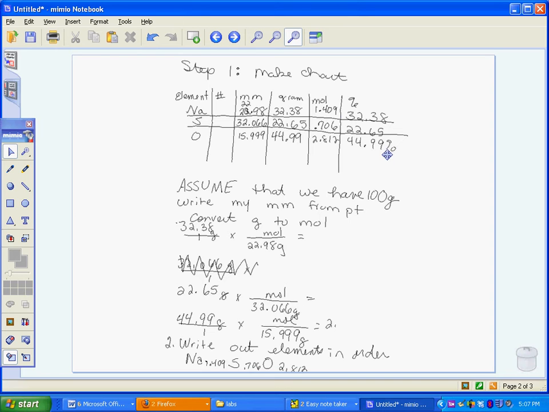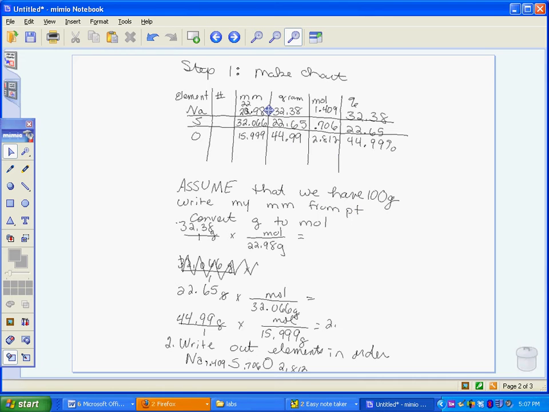Anytime we're working with a percentage, always assume that you have 100 grams, because that's an easy number to work with because percentages are in hundreds. So if you had 100 grams total, you would have 32.38 grams of sodium. If you had 22.65% sulfur, you would have 22.65 grams sulfur. And 44.99% oxygen means you would have 44.99 grams oxygen.